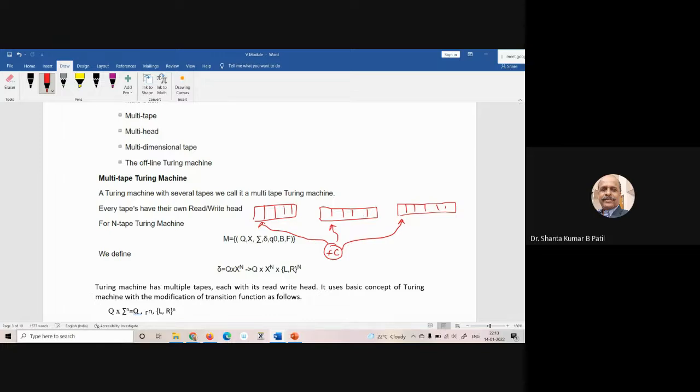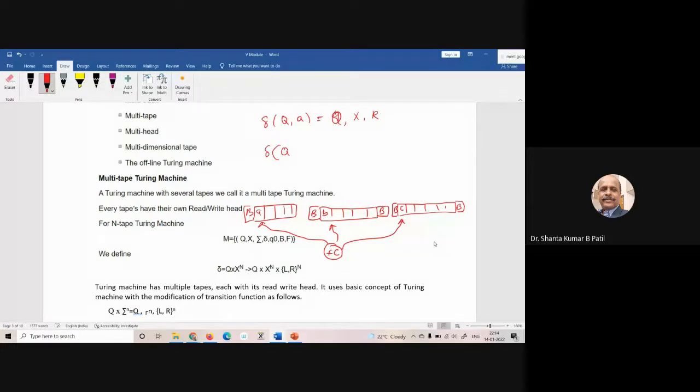Because of these multiple read write heads, the transition function involves X to the power n. For example, if three tapes are there, you can store A here, B here, and C here. The transition function you can write as delta of q. In the standard machine, delta of q takes a single symbol. Blank is stored by default in all the cells of the tape.